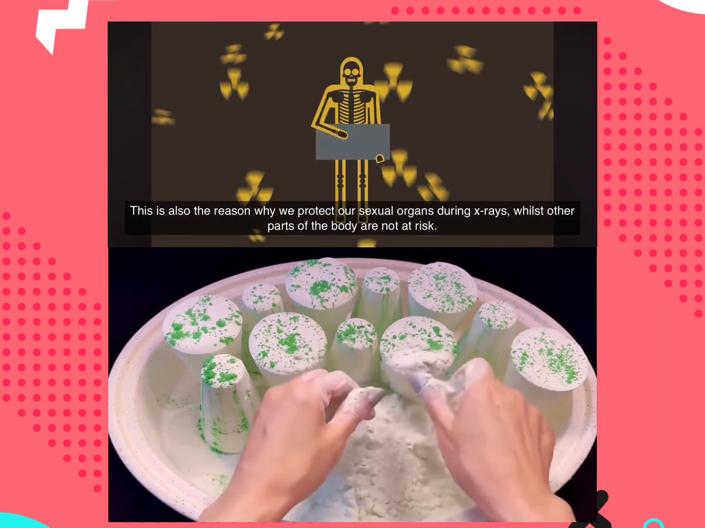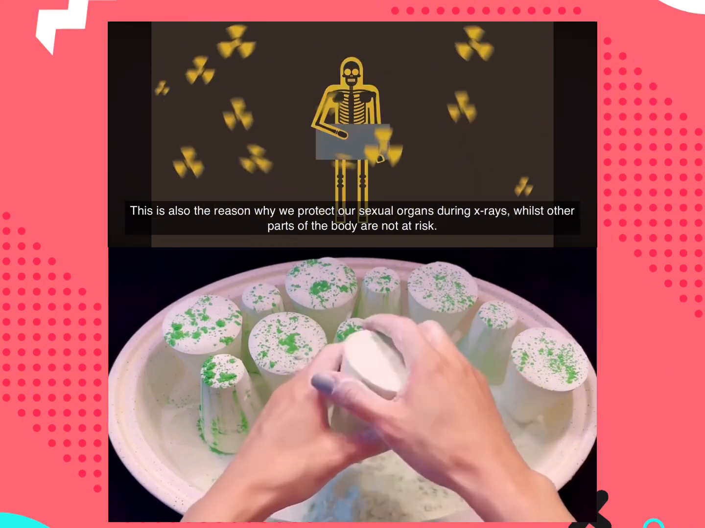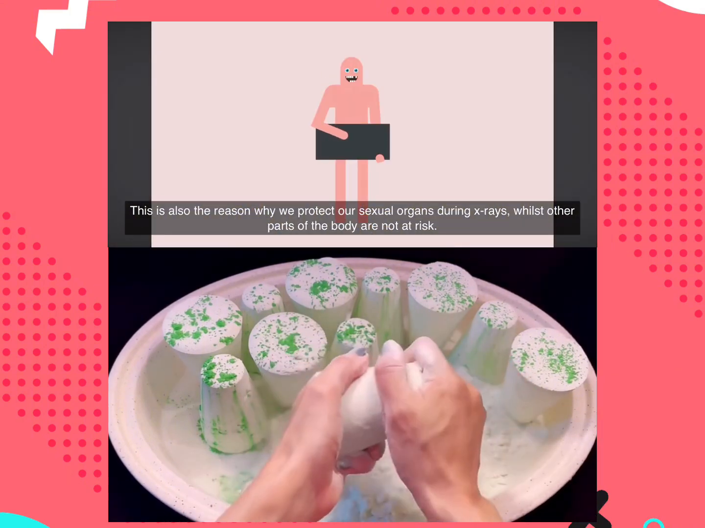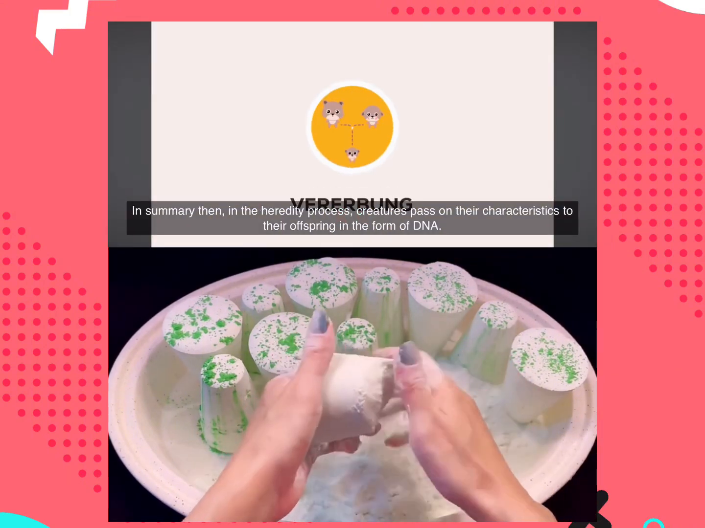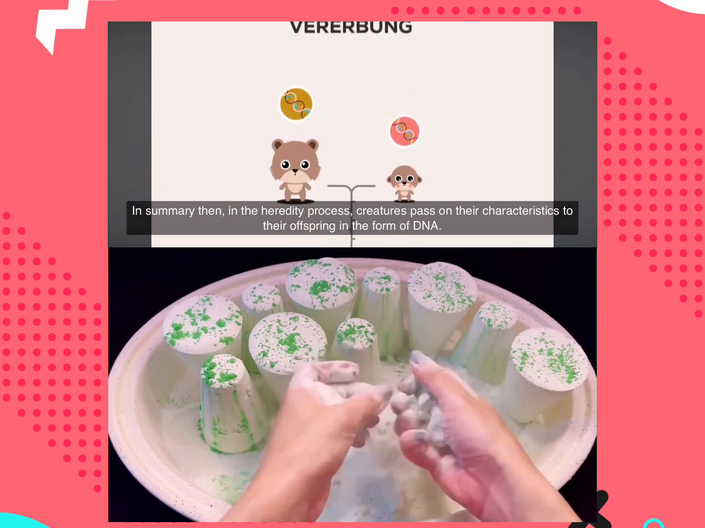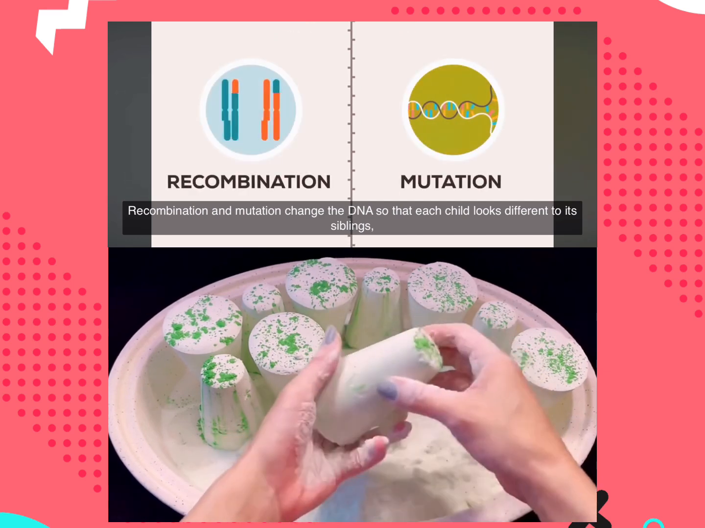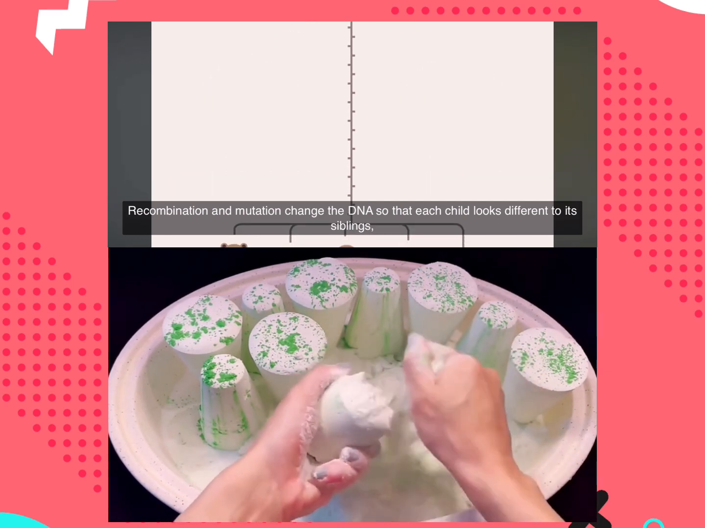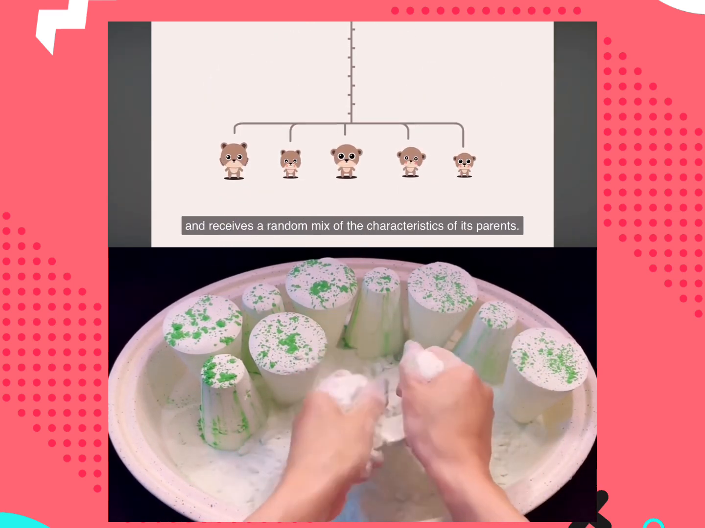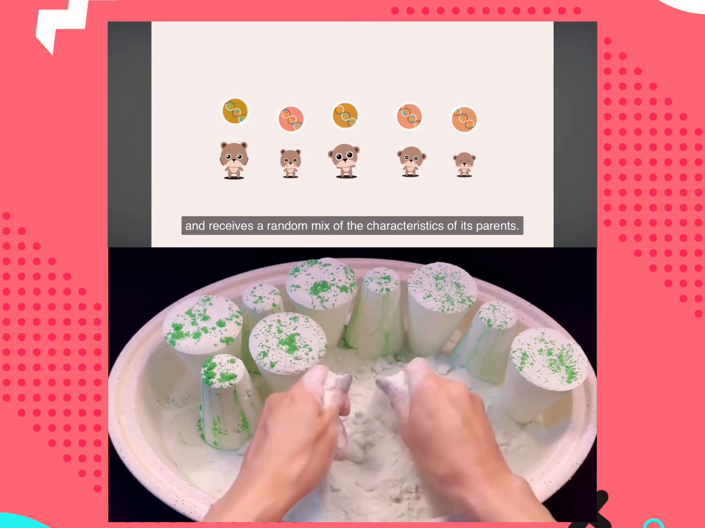This is also the reason why we protect our sexual organs during X-rays, whilst other parts of the body are not at risk. In summary then, in the heredity process, creatures pass on their characteristics to their offspring in the form of DNA. Recombination and mutation change the DNA so that each child looks different to its siblings and receives a random mix of the characteristics of its parents.